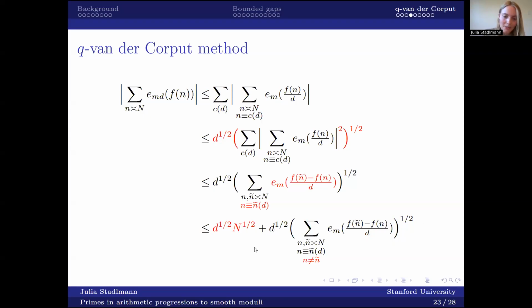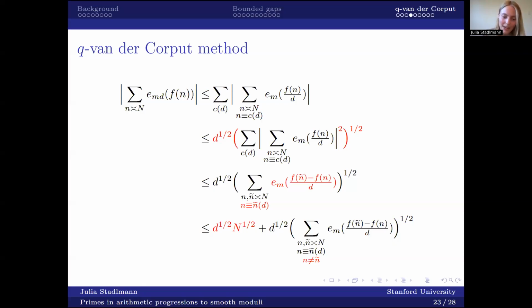What we need to be careful about is not to make this diagonal term, d to the 1/2 times n to the 1/2, too large. It's expected that this expression increases with d and this one decreases with d. So one needs to be careful how big a factor one removes from the modulus. But this is the principle of the Q van der Corput method.